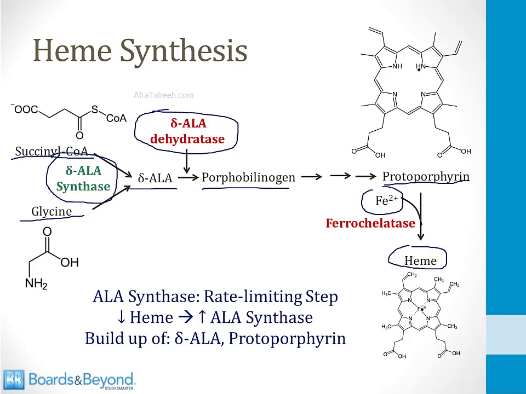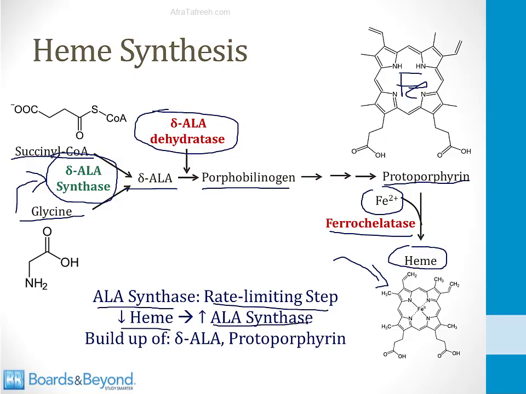Iron is then added to the center of the protoporphyrin ring via the enzyme ferrochelatase, and this leads to the final molecule of heme. The rate-limiting step is the enzyme ALA synthetase, the enzyme that starts the whole process off. When there are low levels of heme, the activity of ALA synthetase is increased, and this increases the production of heme.